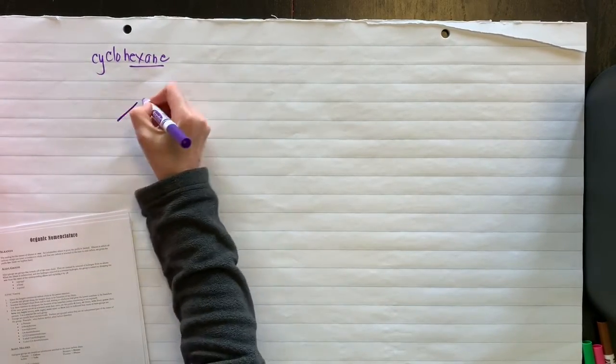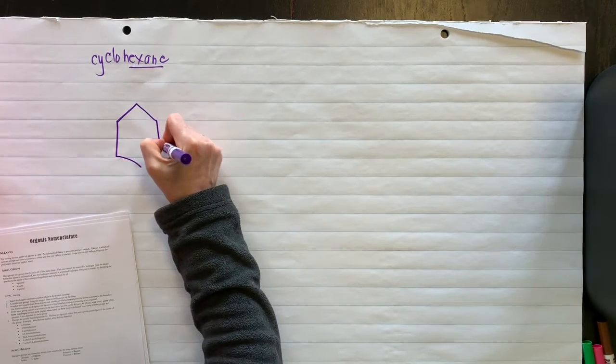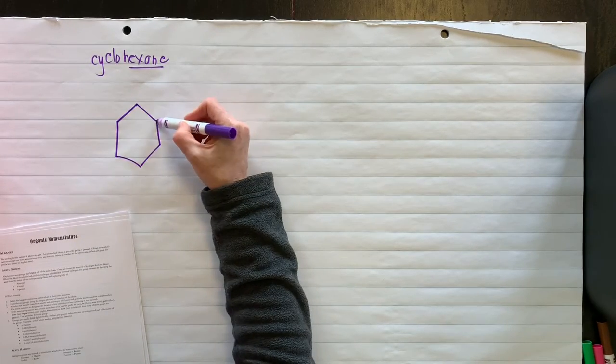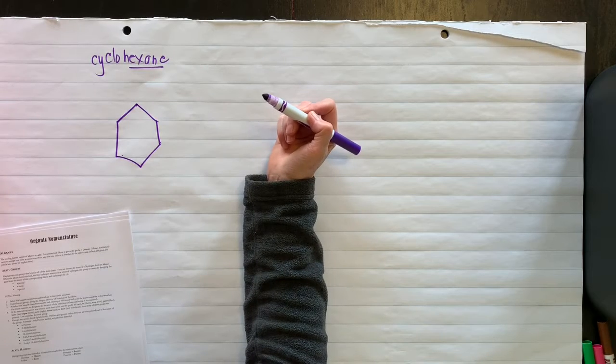Okay, so if I take a look at cyclohexane, we're starting off super easy. So cyclohexane, again, working backwards. Hex means 6. And cyclo means put it into a ring. So this is actually cyclohexane. So 1 carbon, 2, 3, 4, 5, 6.